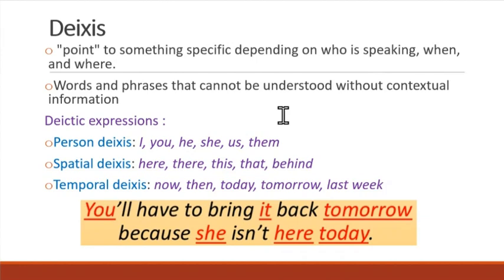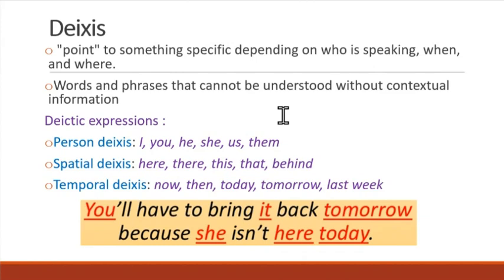Temporal deixis: we have now, then, today, tomorrow, last week. You can see the examples there. You will have to bring it back tomorrow because she isn't here today. So we need to be in that context so that we can know who is you. If not, we don't know who is you and it as well.